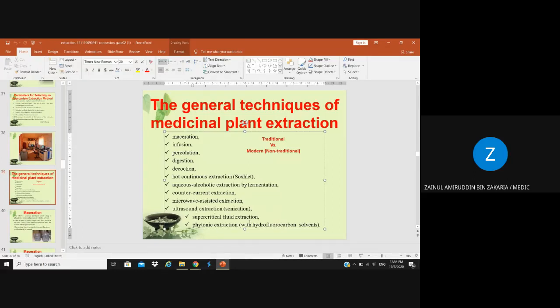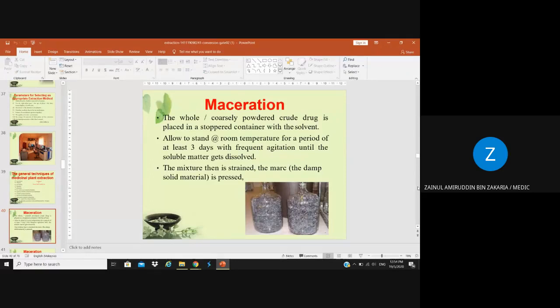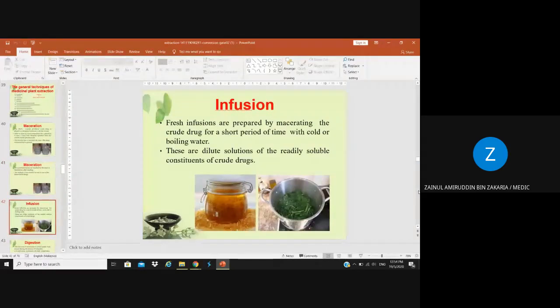Phytonic extraction, you use a new type of hydrofluorocarbon. Okay, all of this modern method is actually to improve the traditional method, to get maximum yield of bioactive compounds. Okay, this one I've gone through already.